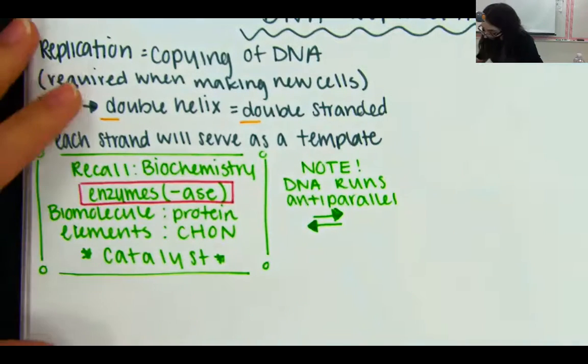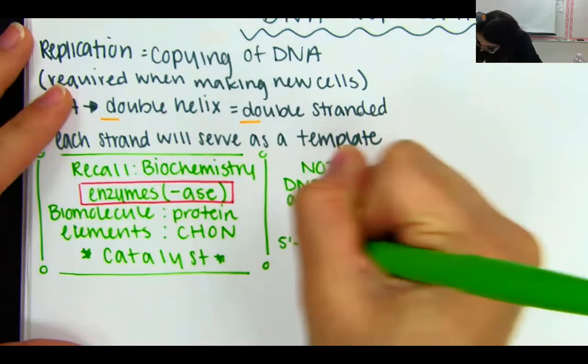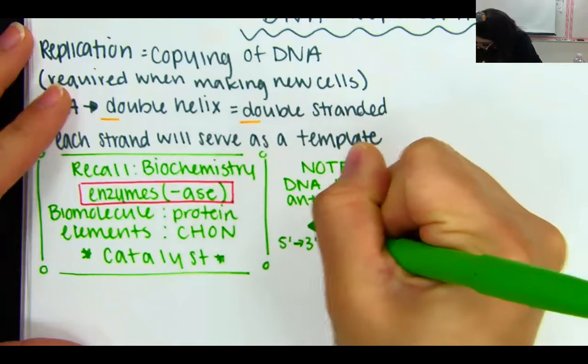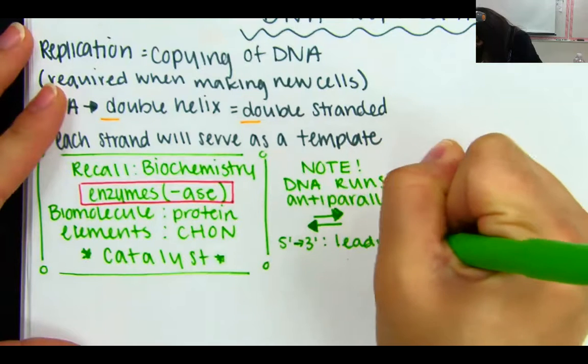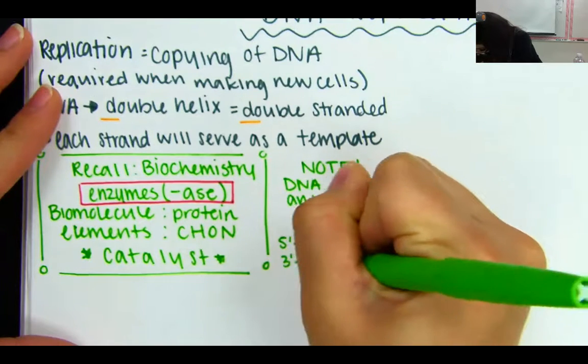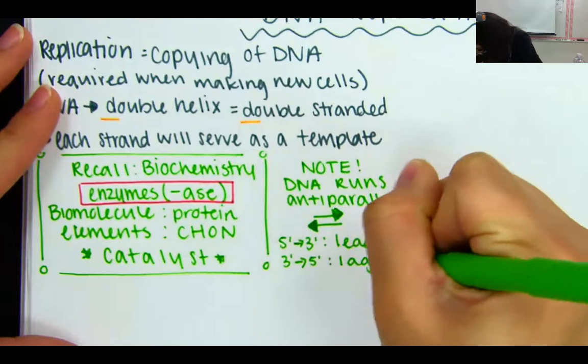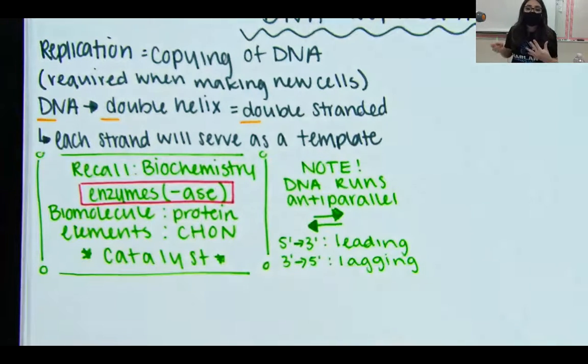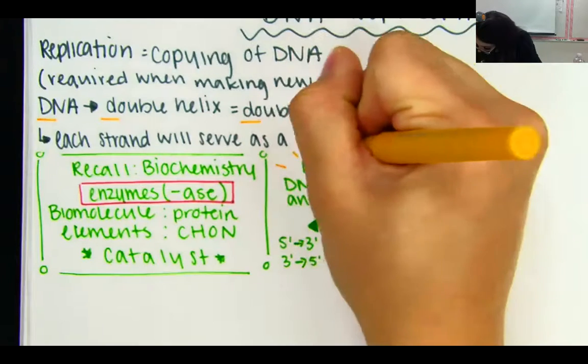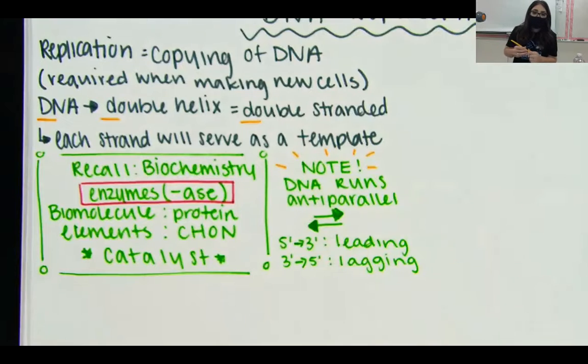I also want you to note that we're going to refer to the 5 prime to 3 prime as our leading strand and the 3 prime to 5 prime as our lagging strand. And just as our internet lags, the lagging strand is going to be slower when we're replicating and it takes a little bit more time. At the end of our notes, when I talk about the Okazaki fragments, we'll spiral that in and it'll all make sense. So I just wanted to make sure that you note this. This is important.